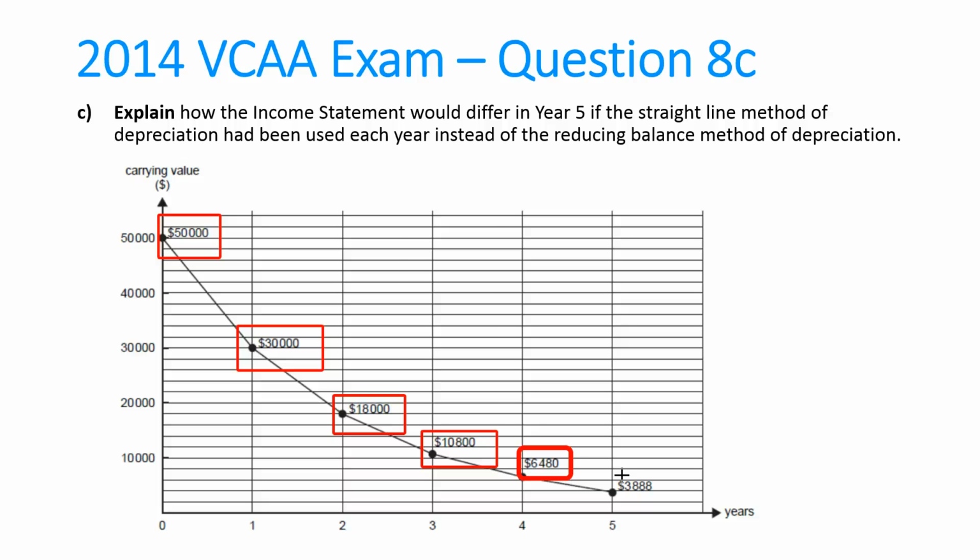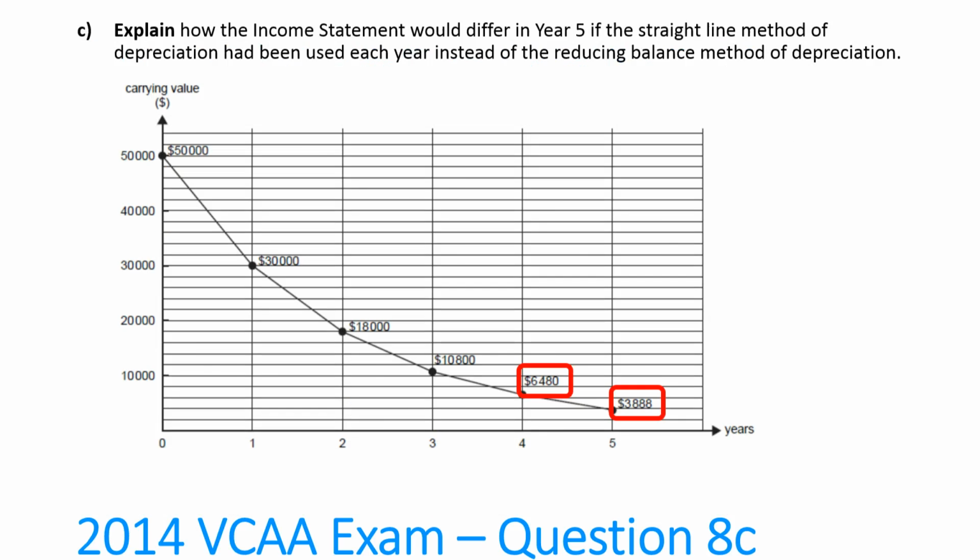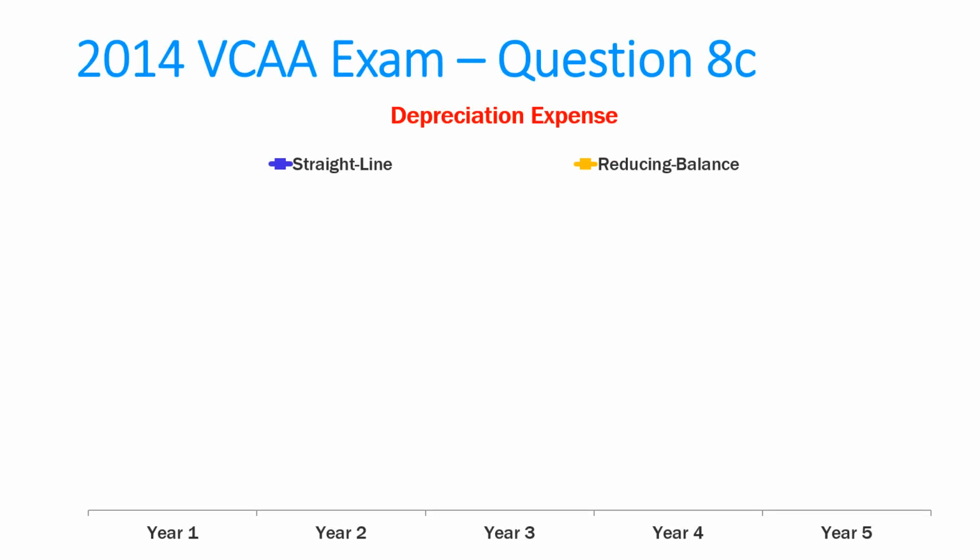What we're asked to comment on here was to explain how, in year 5, using the reducing balance method would affect the income statement. And what that means is, in that last year, we're going to depreciate at about $2,500. How does that compare to if we had used straight line? And the problem here is we weren't given any alternative numbers. We couldn't go and figure out how much straight line would have been every year. So we didn't need to put any numbers in our actual answer. But what we just needed to remember was the principle.